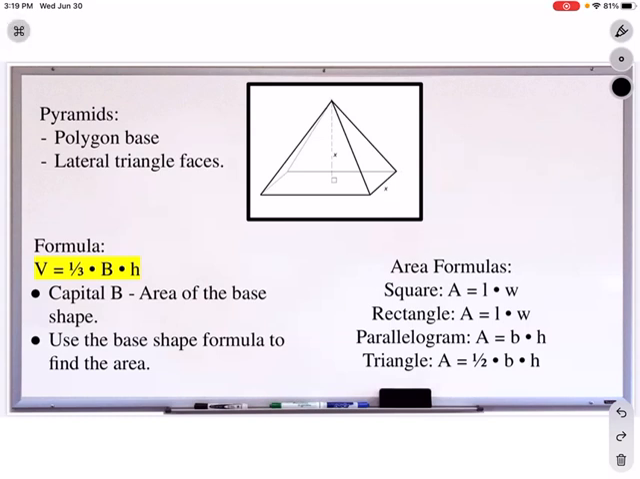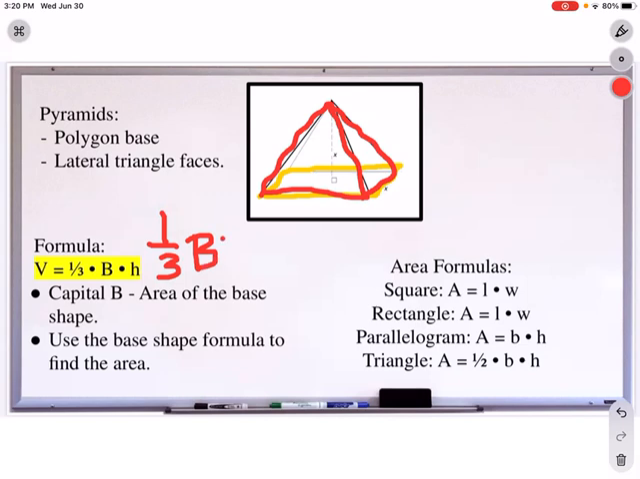Since we're going to talk about volumes of pyramids today, we need to know what a pyramid is first. A pyramid has a polygon base, which you can see in yellow, which is the rectangle, and we have lateral triangle faces that are here, here, and all around the pyramid. The formula for volume of a pyramid is volume equals 1/3 times base times height.